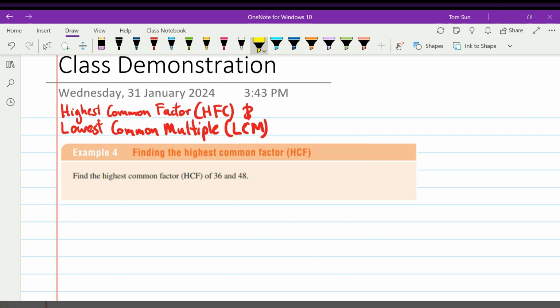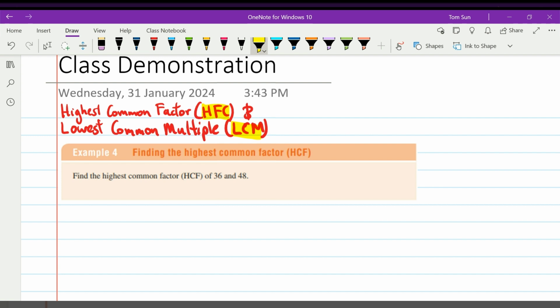First thing I want you to notice is that I have abbreviated the two. Not that I've done this for the first time, but this is something that's commonly done. When we're looking for the HCF, we're looking for the highest common factor. And if we're looking for the LCM, we're looking for the lowest common multiple.